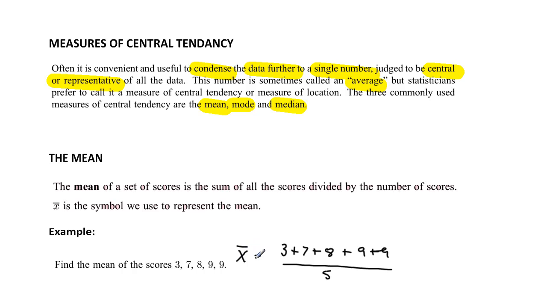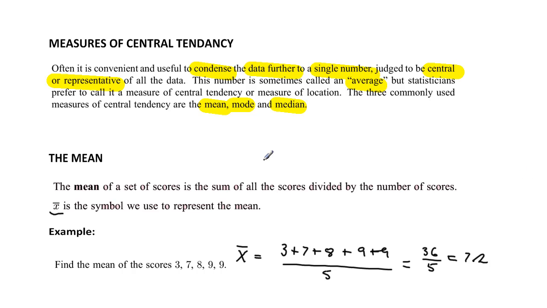There's the symbol for the mean. It was illustrated up here. And when we work this out, you can do this on your calculator. We get 36 divided by 5, which equals 7.2. So there's our calculation of the mean. That's the very basic way to do it. But it's very important also to know how to use your calculator to do this.